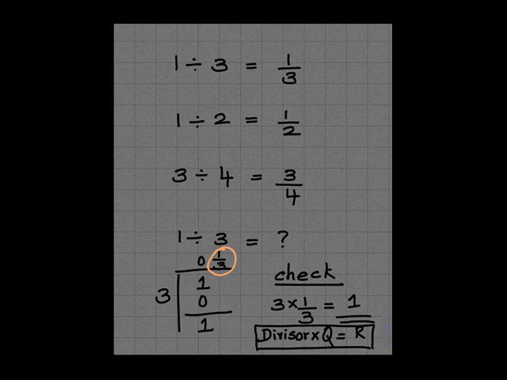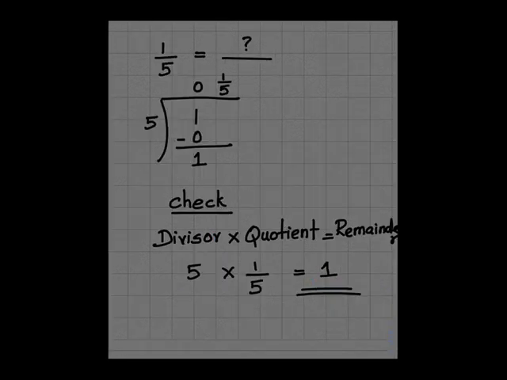When we check this, we have to check the divisor times the quotient equals remainder. So if we get the remainder, then the answer is correct. Next question. How to solve 1 by 5? So 1 is the dividend which goes inside, 5 is the divisor which is outside. Since it is a smaller number, we cannot divide, so let us put a 0 on the top and then subtract, we get 1. Now the quotient is 1 by 5.